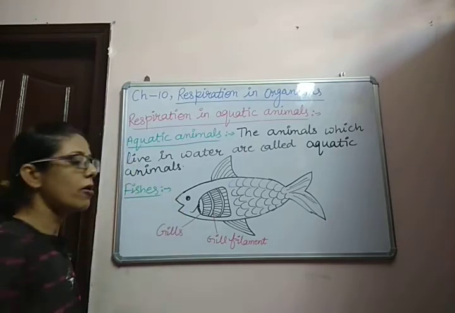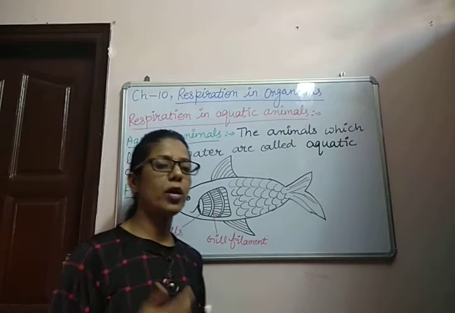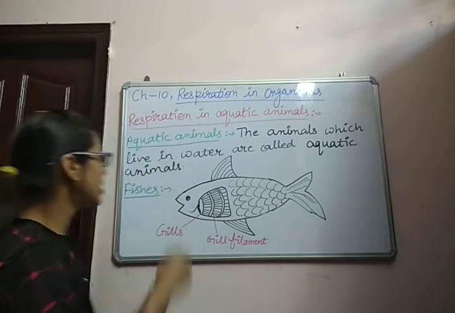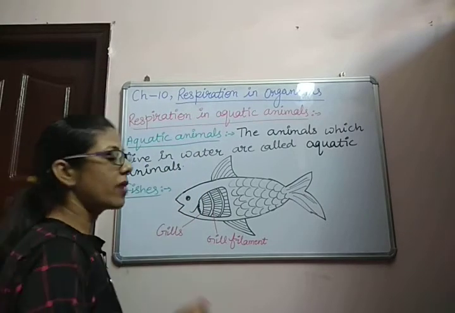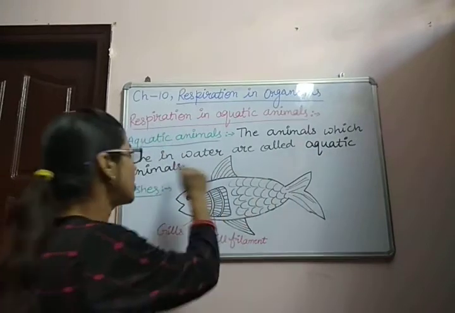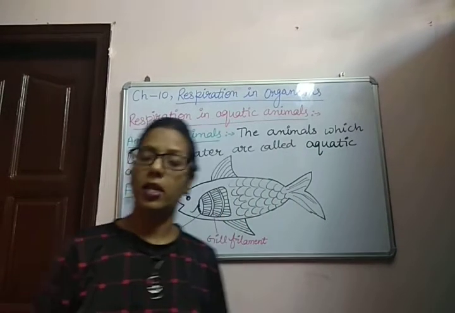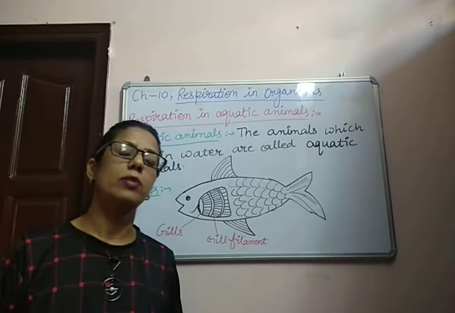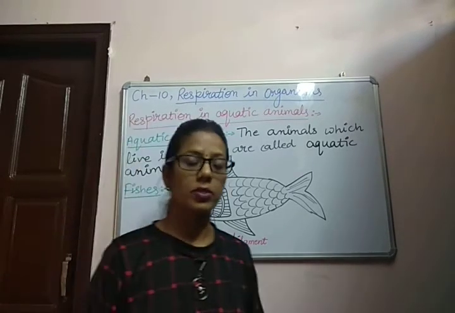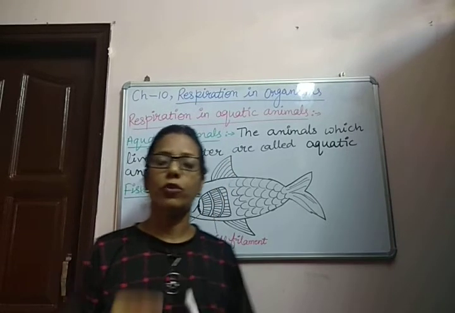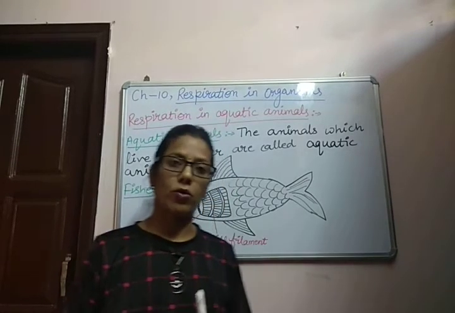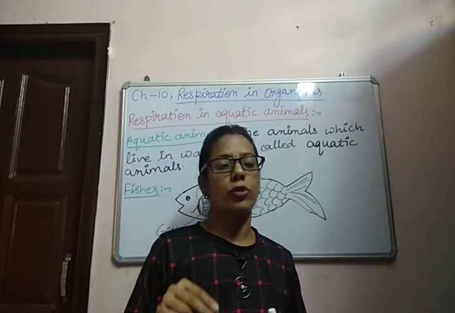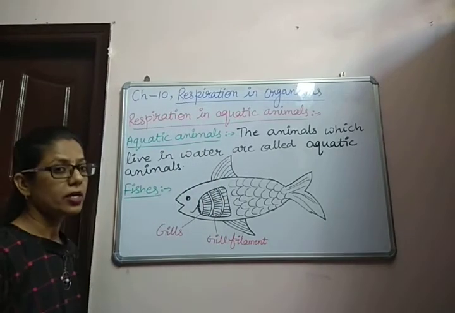Before starting this topic, first of all, we have to understand the meaning of aquatic animals. Aquatic animals means the animals which live in water are called aquatic animals. Okay. So the organisms that live in water, underwater, are known as aquatic animals. And for the respiration process they take oxygen which is dissolved in water. So the oxygen which is dissolved in water is used by the aquatic animals.